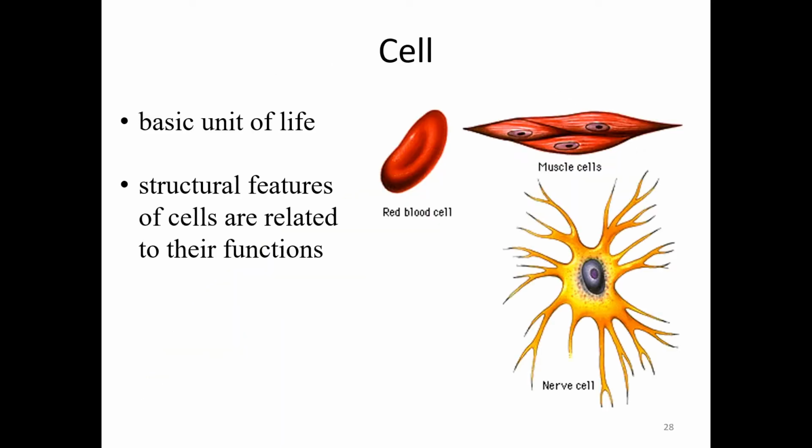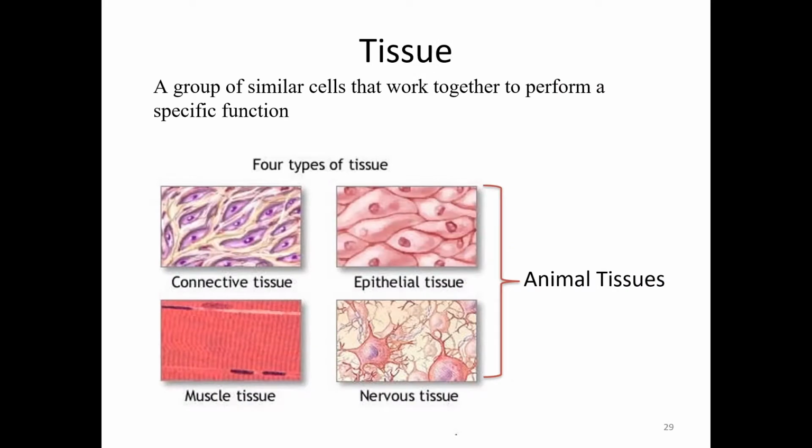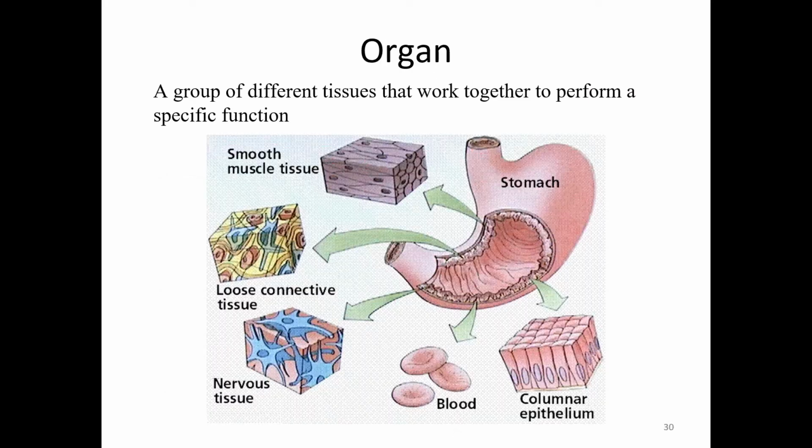Cell is the basic unit of life. Structural features of cells are related to their functions. Tissue is a group of similar cells that work together to perform a specific function. Organ is a group of different tissues that work together to perform a specific function.